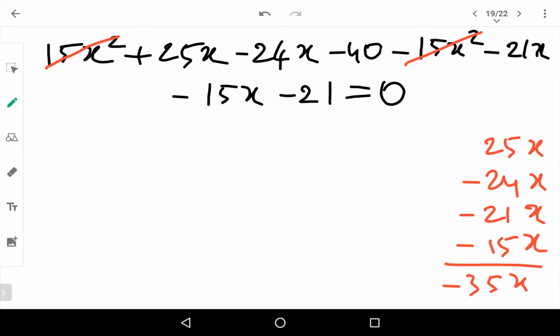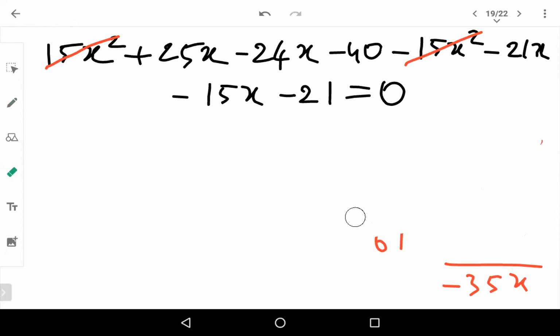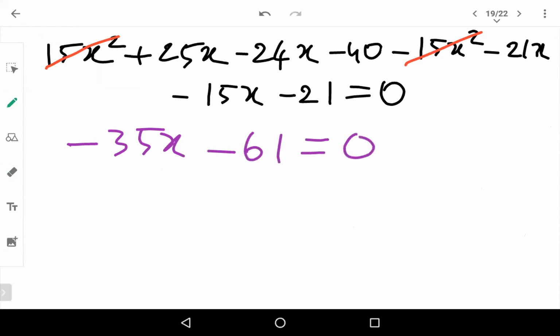Now apart from that, what are the numbers which are left over? Minus 40, minus 21. Only two numbers. So what does minus 40 and minus 21 give me? I just have to add the numbers, but then give the sign. Do not forget the sign. I am supposed to give a minus sign, but I am supposed to add the numbers. Okay, good. So now let us write down the next step. The next step is going to be minus 35x minus 61 is equal to 0.